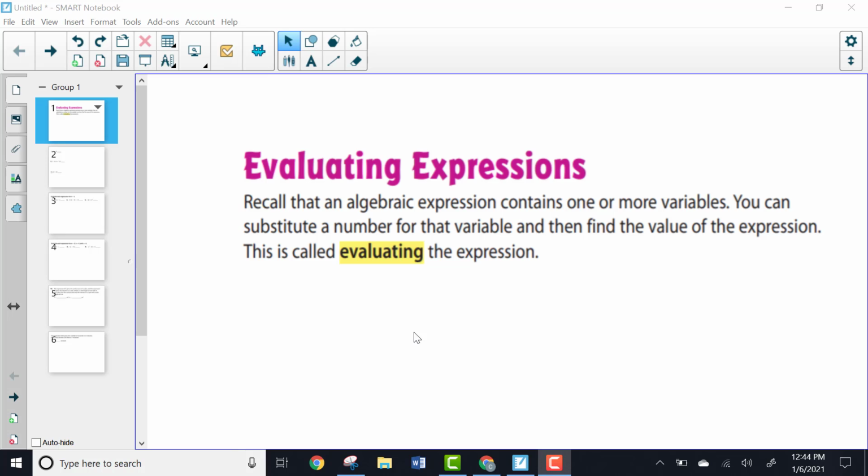So you will need to get out your Go Math book and turn to page 269, get out your math journal and also a pencil.